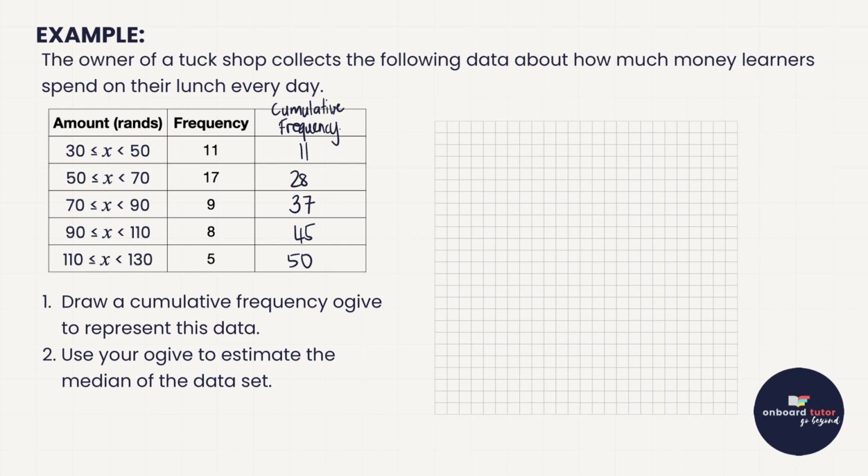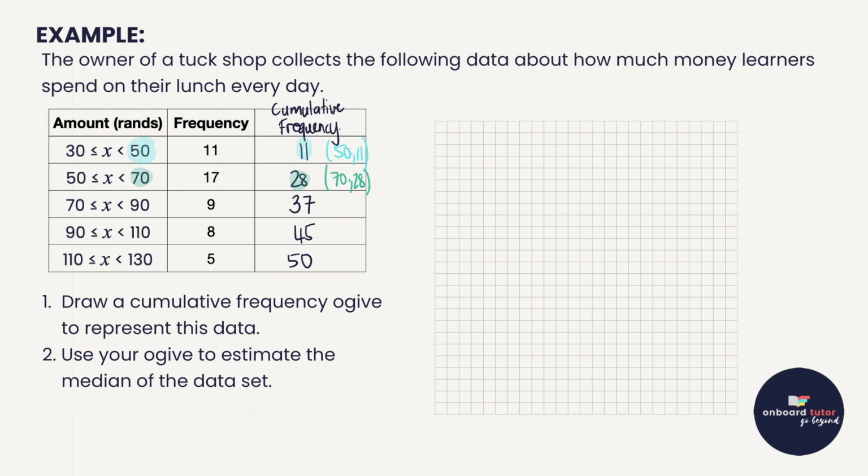Okay, and now when I plot, this is very important. In each instance, I'm going to plot the upper bound and the cumulative frequency. So the point I want to plot is going to be 50 and 11 there. Then I want to again plot upper bound, cumulative frequency. So my next one is going to be 70 and 28. So those coordinates are going to guide me.